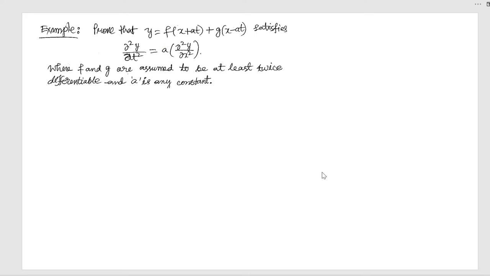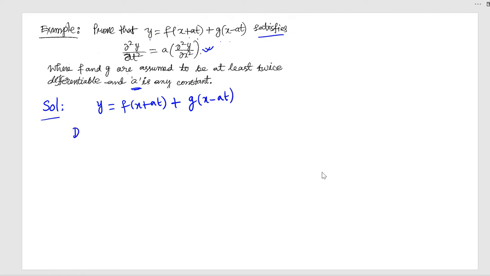Okay. So here is a simple problem. If you try to solve it, prove that y equals f of x plus at plus g of x minus at is given, and you have to satisfy this equation, provided a is any constant. So here y equals f of x plus at plus g of x minus at.